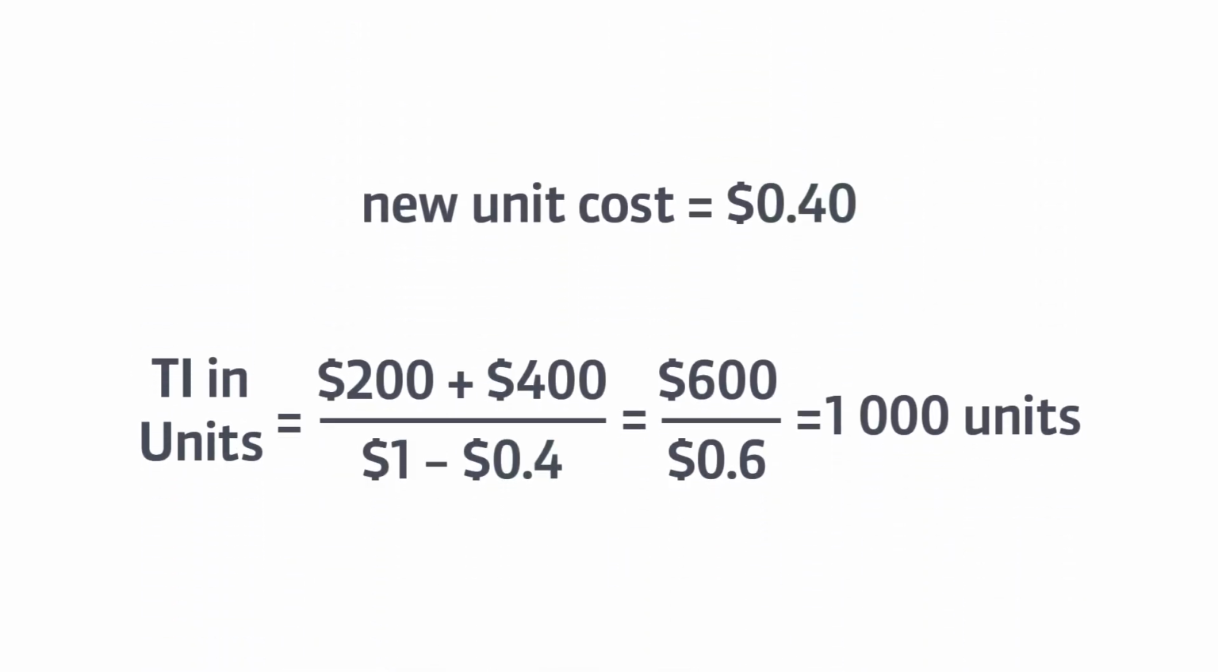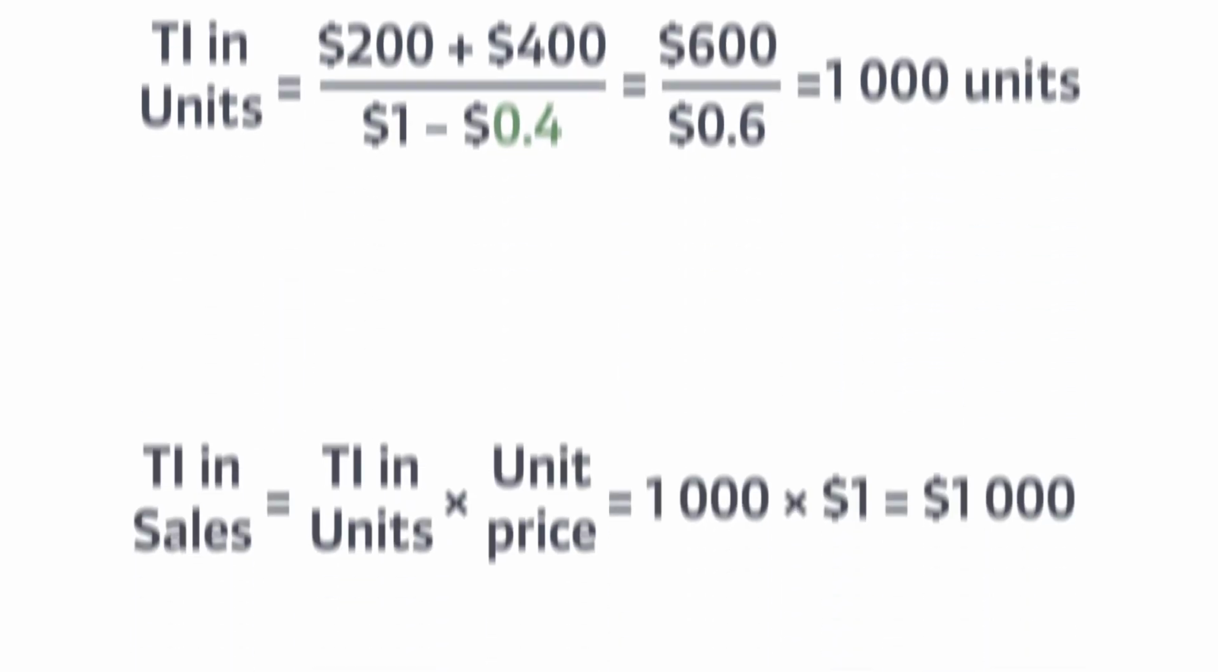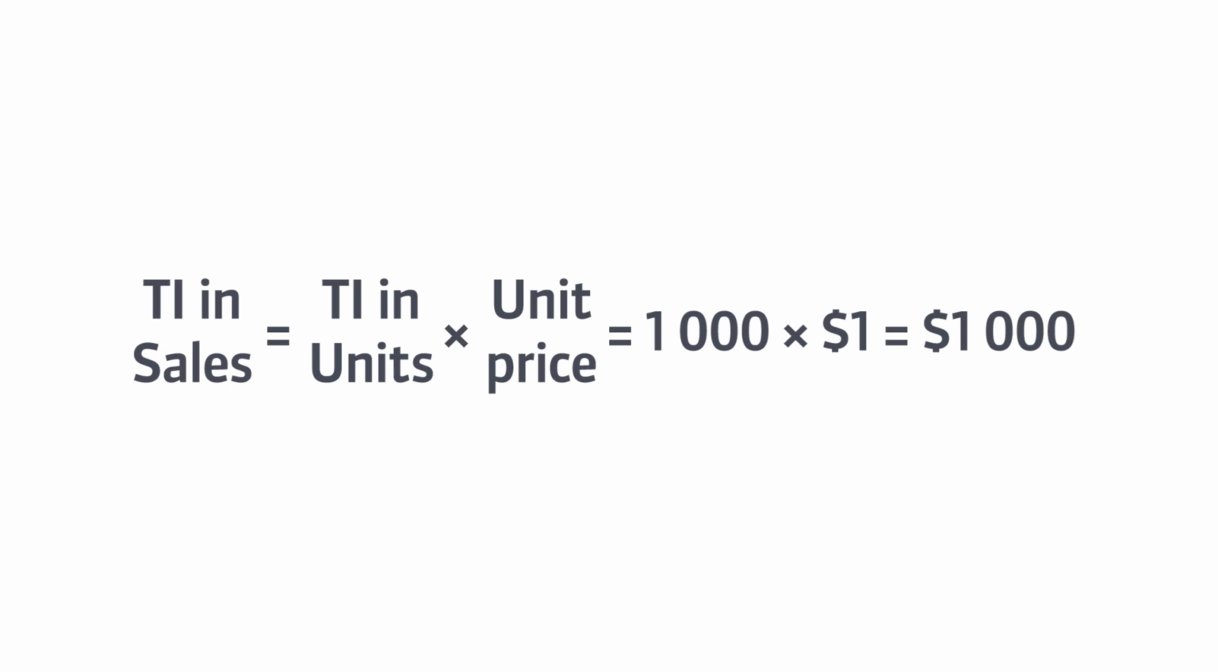Now, suppose we can negotiate a lower price for the key rings and buy them for 40 cents. We will be able to achieve our target income faster than before by selling 1,000 units instead of 1,200. Our target income in sales will be $1,000.